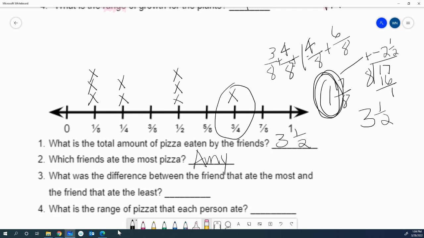Number 3 and number 4, again, are the same question, just said different ways. Number 3 says, what was the difference between the friend that ate the most and the friend that ate the least? And number 4 says, what is the range? Remember, the range is max minus min, maximum minus minimum. So the maximum is 3/4 minus the minimum of 1/8. We've already talked about how my 3/4 really equals 6/8. 6/8 minus 1/8 is 5/8. Looking good, looking good.